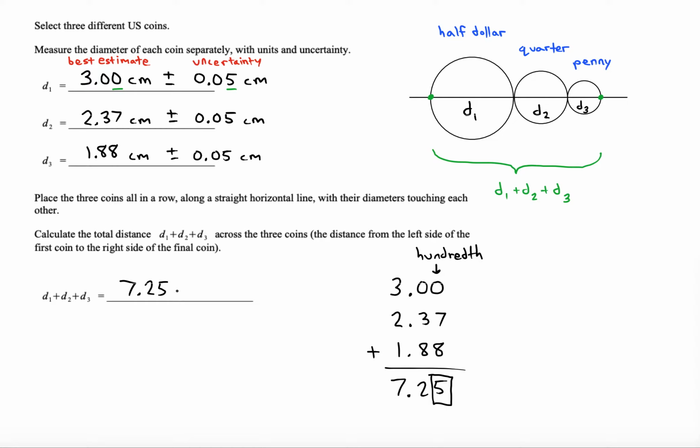Okay, but now the hard part. We have to figure out how much uncertainty there is in the result of the calculation. That's tougher to do. Now, one of the most basic ways of finding out how much uncertainty there could be would be to just add the uncertainties. So you could say if the one coin could be as much as 0.05 off, and the second coin could be 0.05 off as well, and the third coin could be 0.05 off, then perhaps the final result could be up to 0.15 off. That's one option.